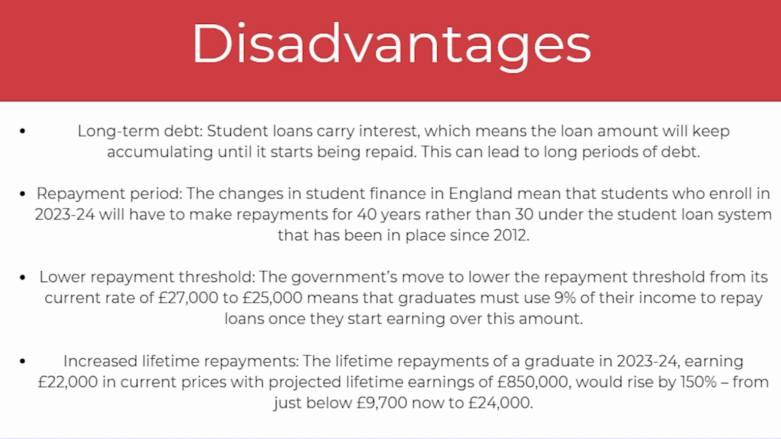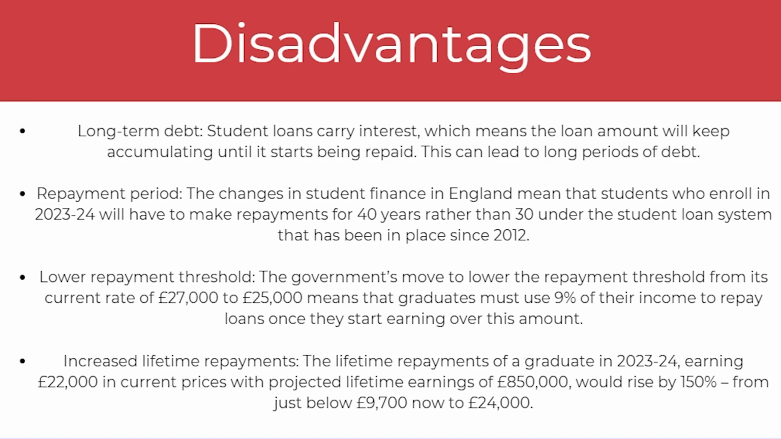Also, the repayment period. The changes in student finance in England mean that students who enrol in 2023 to 2024 will have to make repayments for 40 years rather than 30 under the student loan system that has been in place since 2012. There's also lower repayment threshold. The government's move to lower the repayment threshold from its current rate of £27,000 to £25,000 means that graduates must use 9% of their income to repay loans once they start earning over this amount.